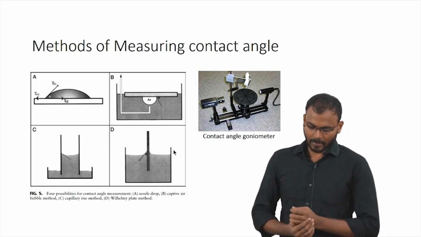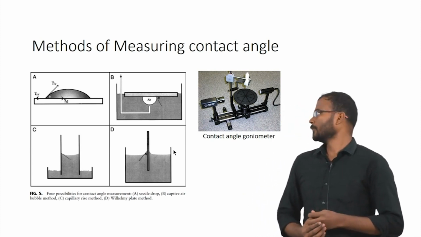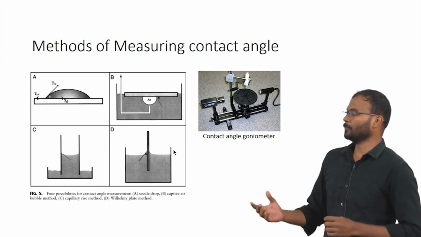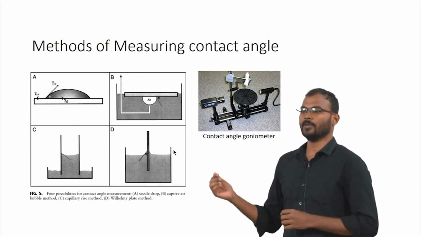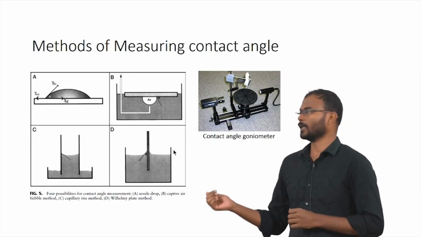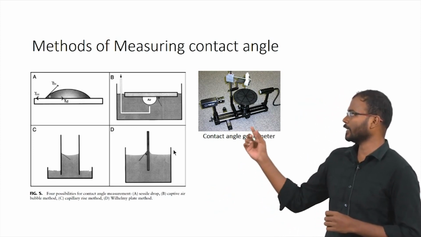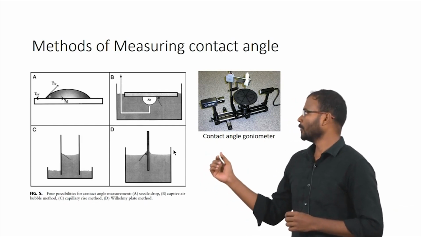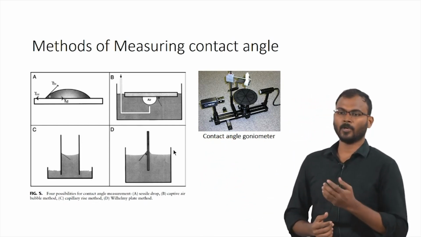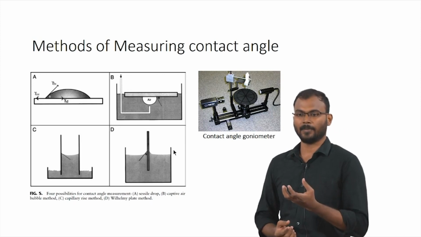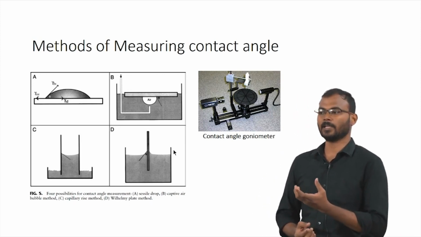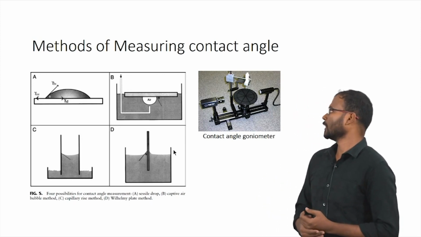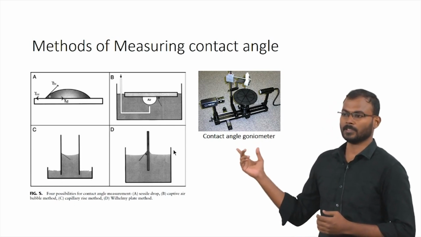Then captive air bubble method, which is similar to the sessile drop method, but instead of using a liquid, we use an air bubble to measure the contact angle. So, you have a material surface and it is immersed in a liquid solution and you introduce a drop on the bottom of the surface. So, it will form a bead like structure, which will give you the angle between the liquid interface and the solid surface, which is the contact angle.